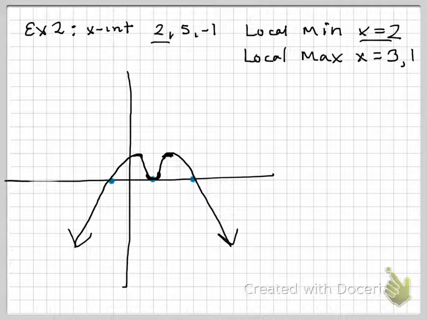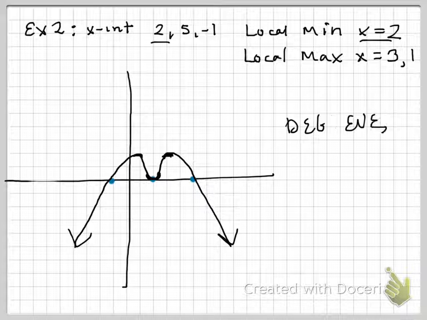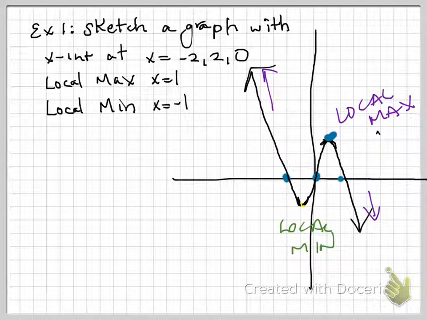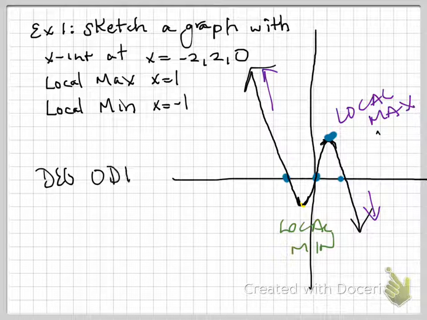So this is a possibility of this graph, just a sketch. Now, for this one, we can say that the degree is even, because the ends are going the same direction. The leading coefficient in this case is negative because both of the ends are pointing down. Let's look at the other one. This one, we would say that our degree would be odd. And again, our leading coefficient is negative.